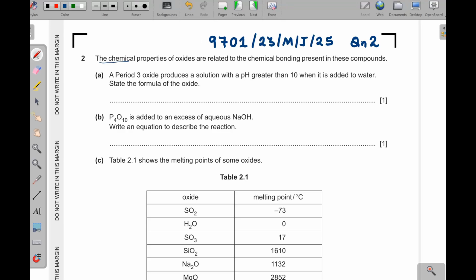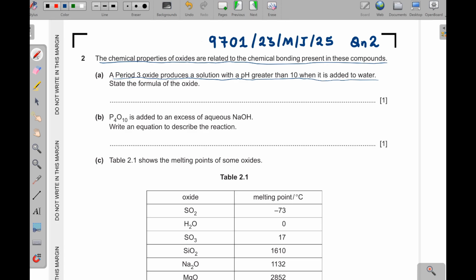Question 2. The chemical properties of oxides are related to the chemical bonding present in these compounds. Part A: a period 3 oxide produces a solution with a pH greater than 10 when it is added to water. So if it is greater than 10, that means this one is going to be a strong alkali, a strong base.